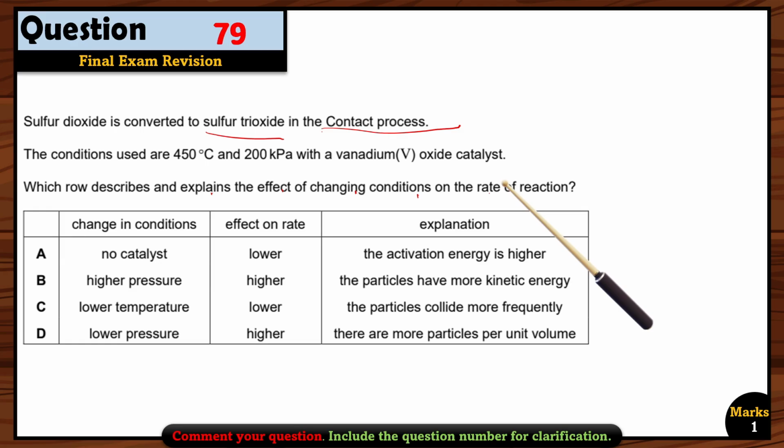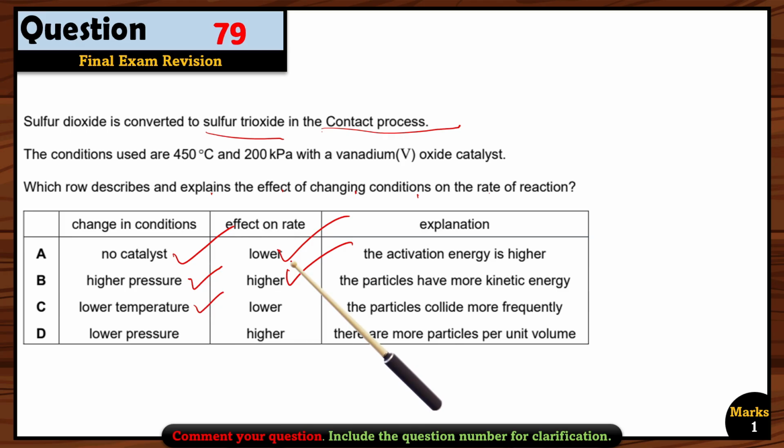Okay, so if you change the conditions, for example, if you don't add a catalyst, the effect on the rate will be lower. Yes, if you remove the catalyst, the rate of the reaction will be lower. That's right. We will see the explanation later. If you increase the pressure, it will give you a higher rate of reaction. Yes, that's right. If you lower the temperature, the effect on the rate will be lower. Yes, lower temperature will always give you a low rate of reaction.